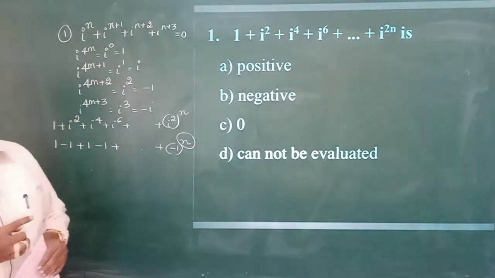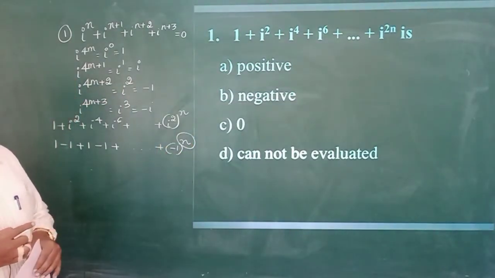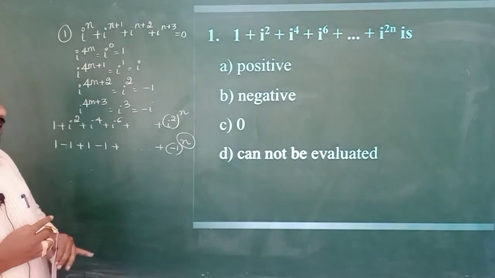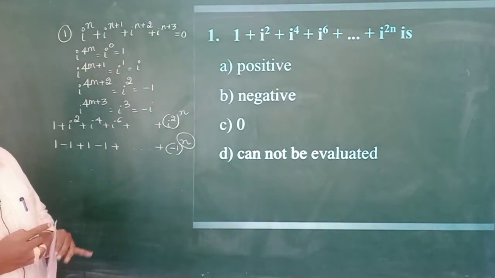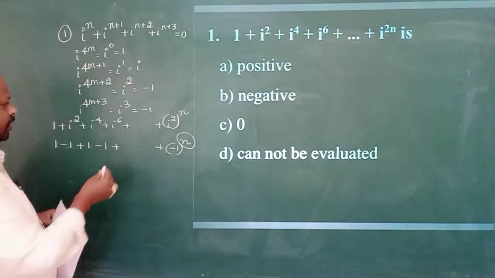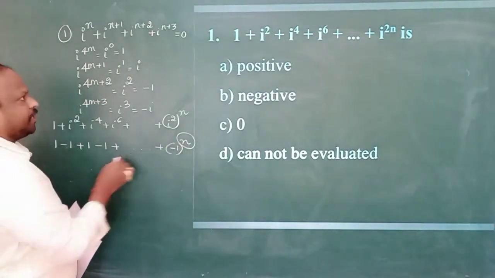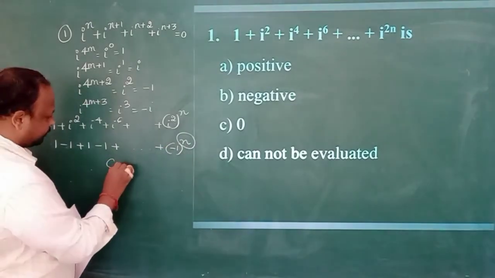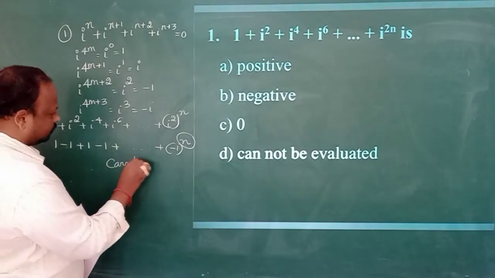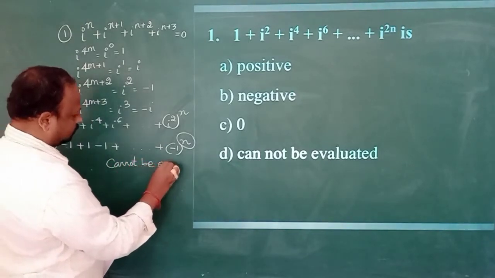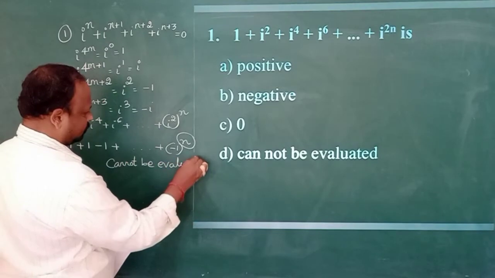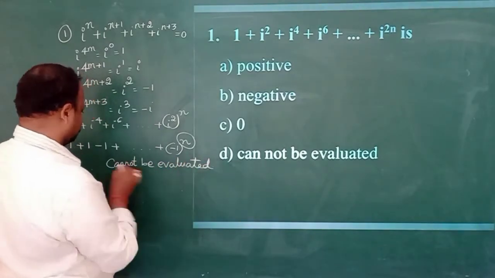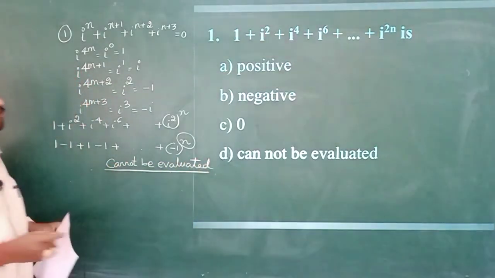If n is even, minus 1 to the power of even number, that is positive. If n is odd, minus 1 to the power of odd number is minus 1. So here we don't know value of n. This cannot be evaluated. Option D is the answer.